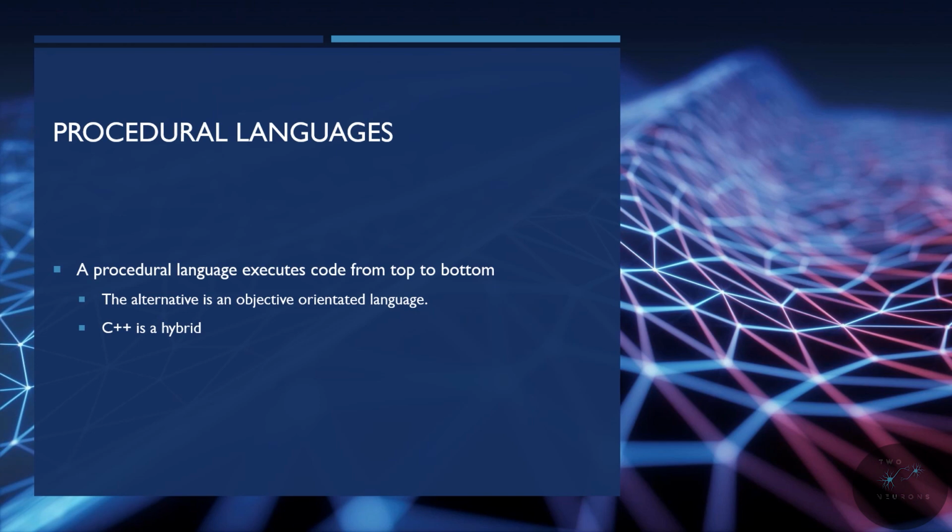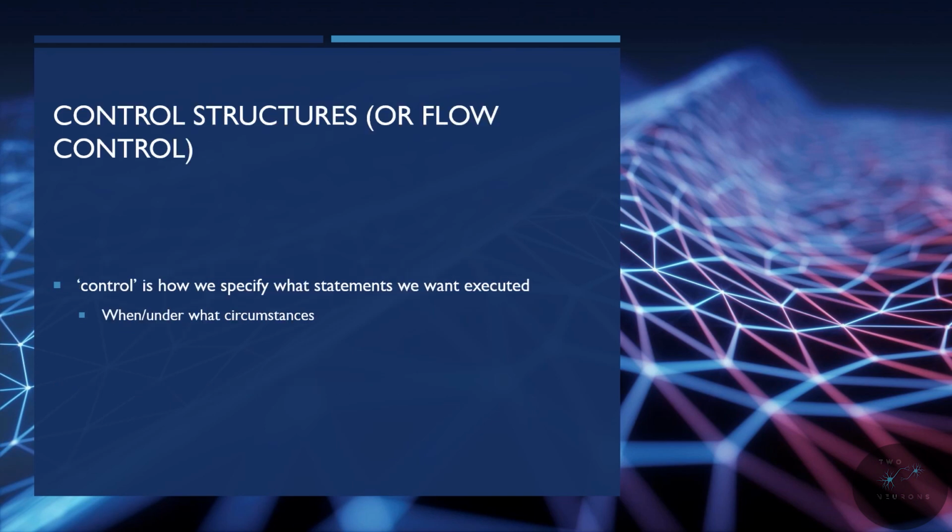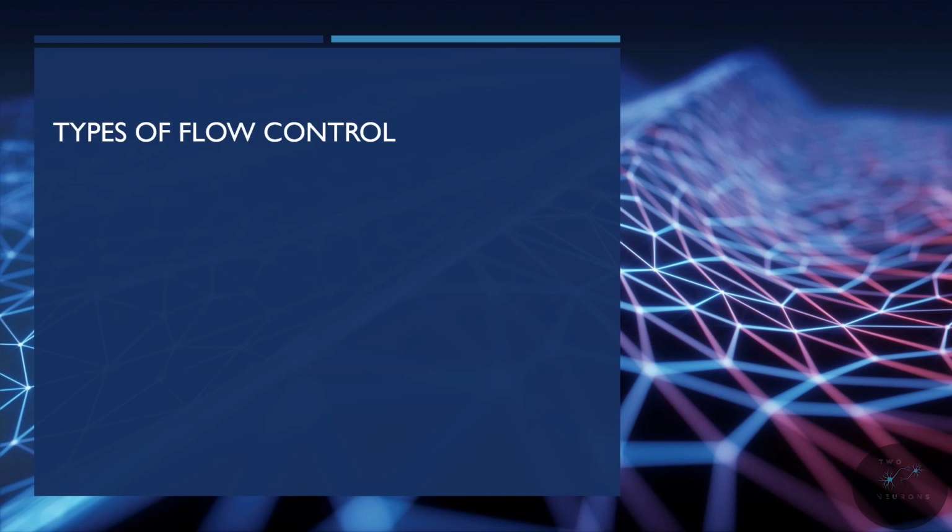So if we're thinking about a procedural language, then this raises a question. What if we only want certain statements to be executed at certain points? Well, that's where control structures or flow control comes into place. Control is how we as programmers specify what statements we want the computer to run or execute. So under what circumstances and when. This literally controls the flow of what statements get executed. There are various types of flow control. I'll give examples of two and talk about four overall.